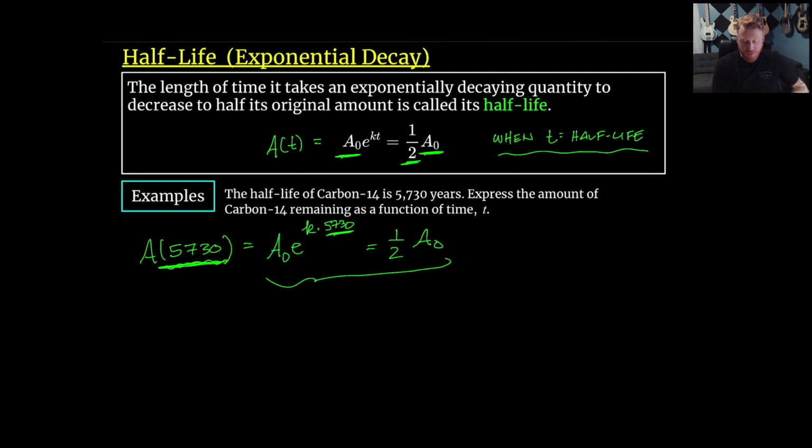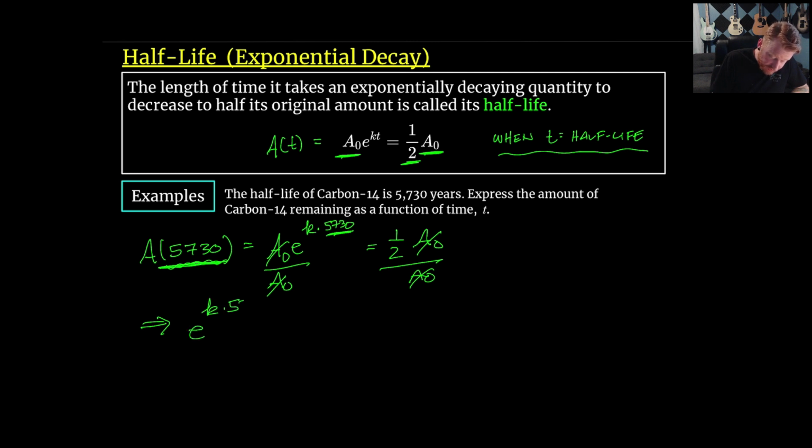To solve for k, we want to figure out what our decay constant is, and then we can use that to put together the entire formula. We notice straight away that we could divide both sides by A naught. Those will cancel, and those will cancel. And then at the next step, we have e to the k times 5730 is equal to 1/2.